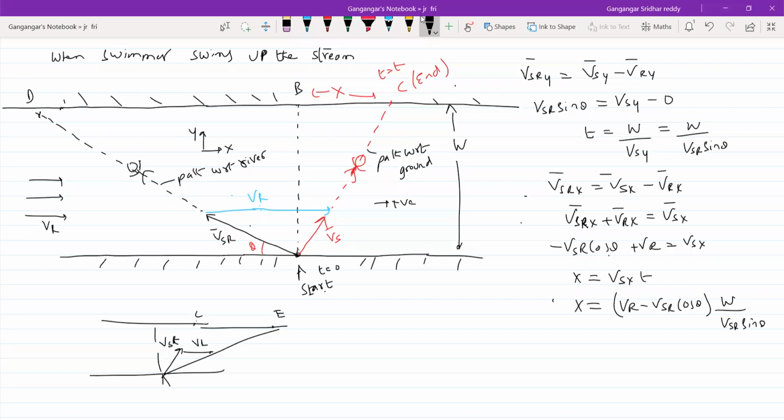To reach C, what happens? He should swim with respect to the river along AD only. The river current will push, so he'll reach C. If V_SR is along AC, then what is the problem? V_R will come and push, and V_S will come like this. You reach E, no? Getting this?